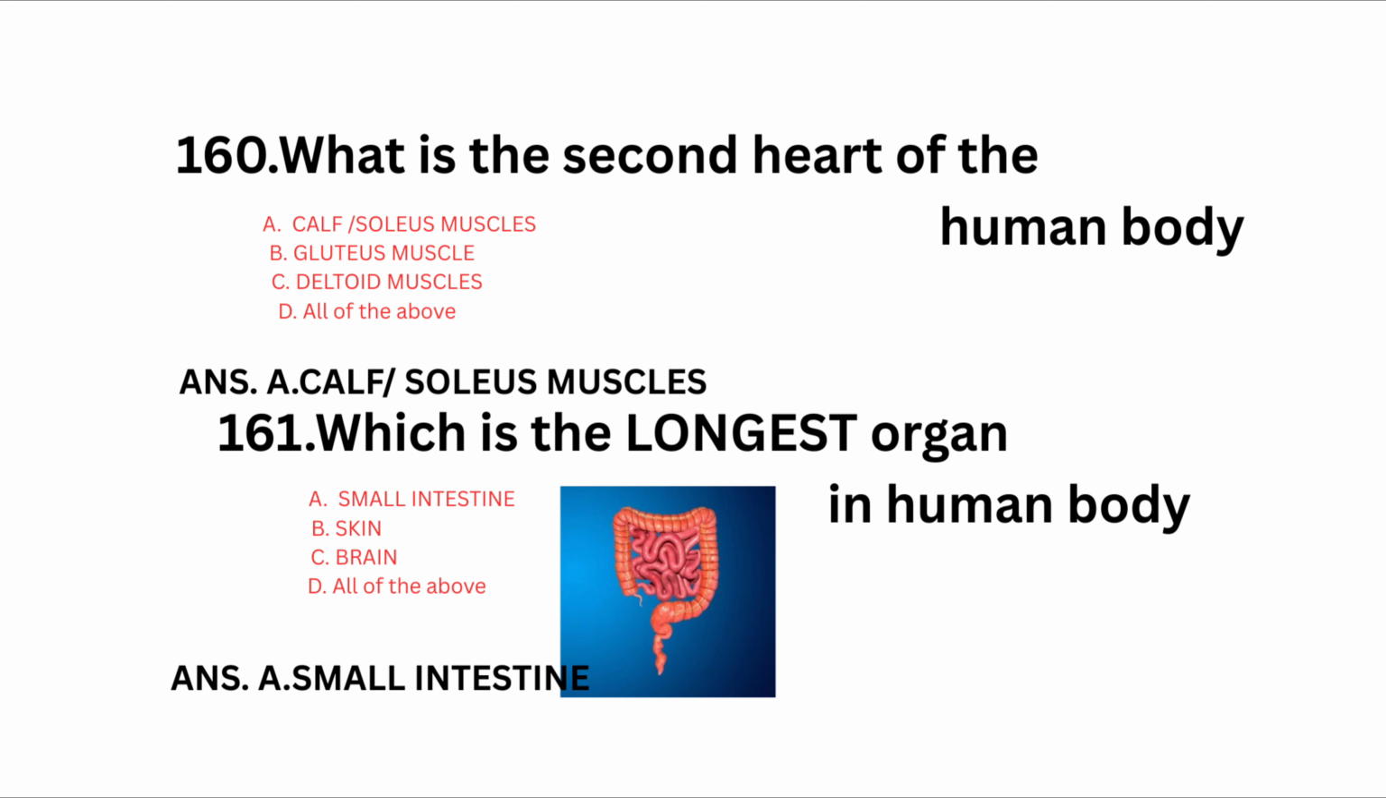160, what is the second heart of the human body? A, calf or soleus muscles, B, gluteus muscles, C, deltoid muscles, D, all of the above. Answer is A, calf or soleus muscles.